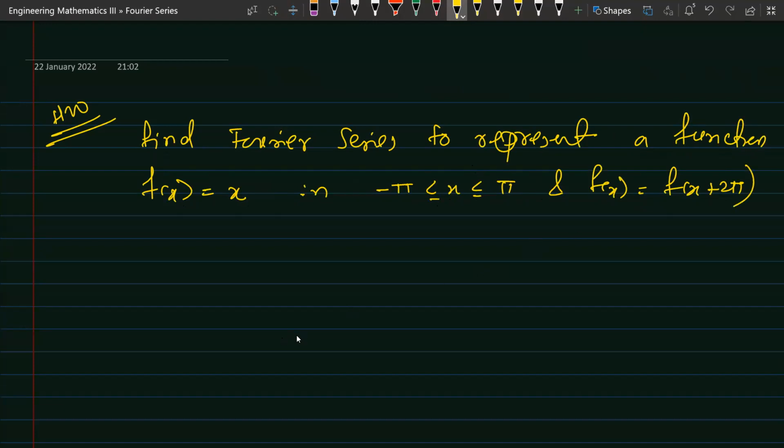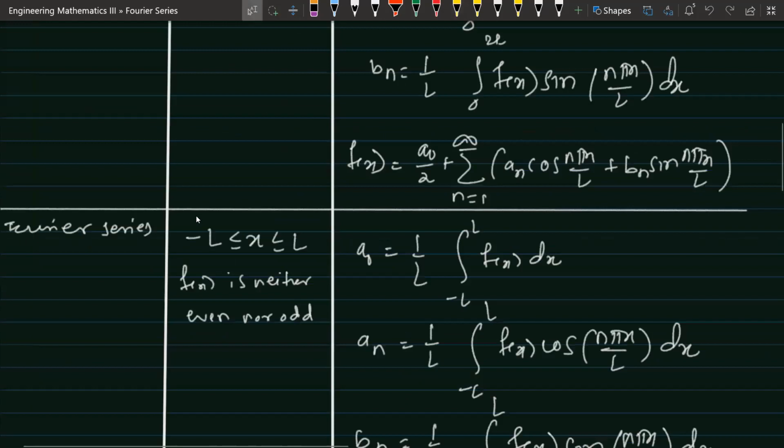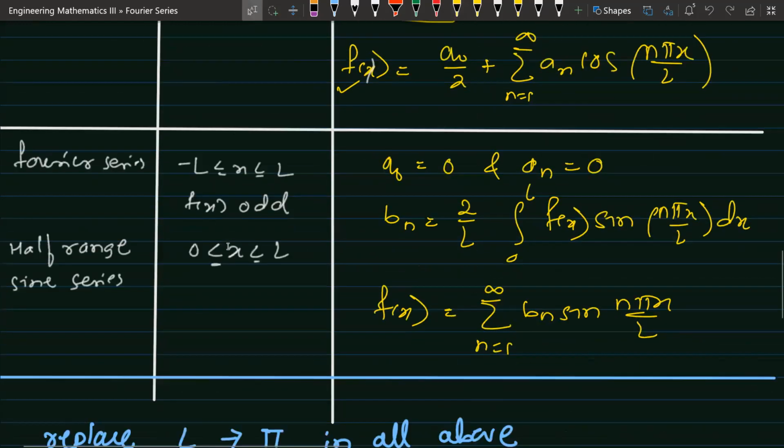So you have to check whether this function is even or odd, because the interval is minus pi to pi. We know that the function is odd. Am I right? So if the function is odd in the interval minus pi to pi, then it becomes a half range sine series, and here a0 and an are 0. You have to find only bn. It is very simple, you can solve it.